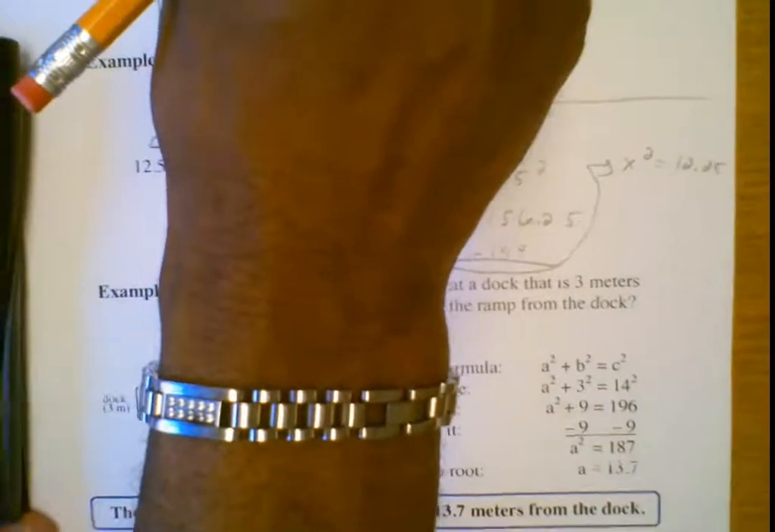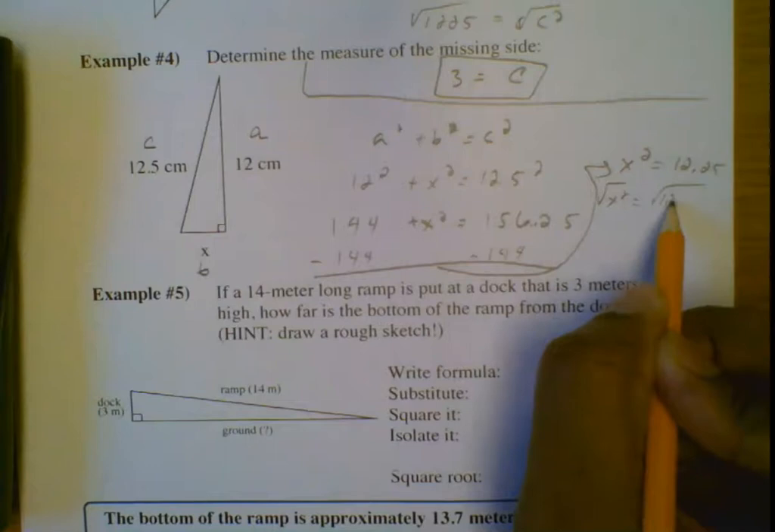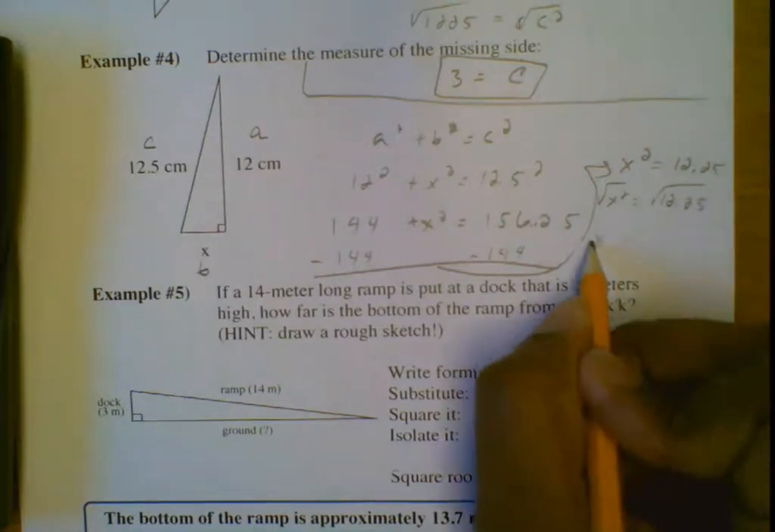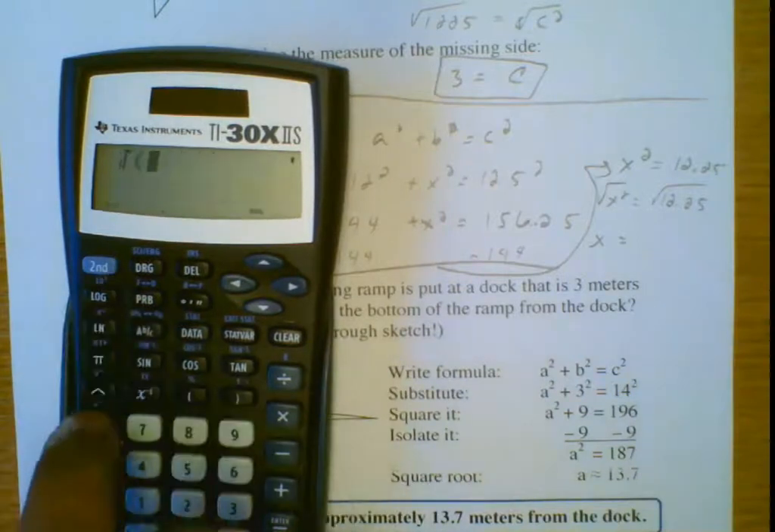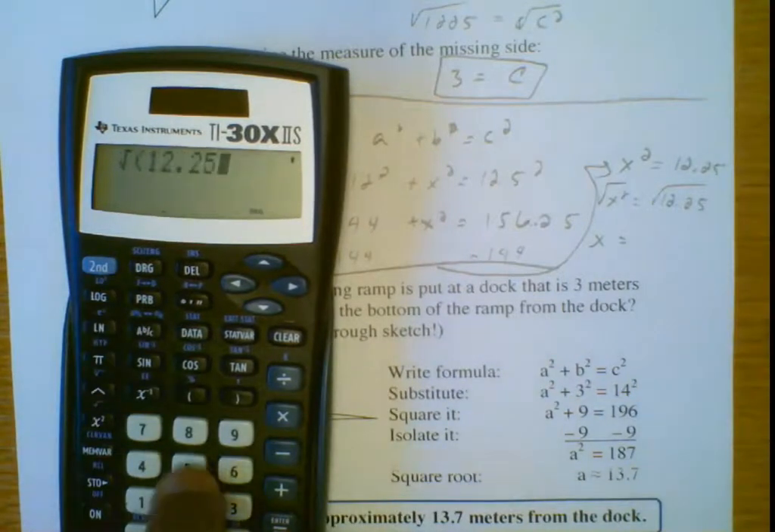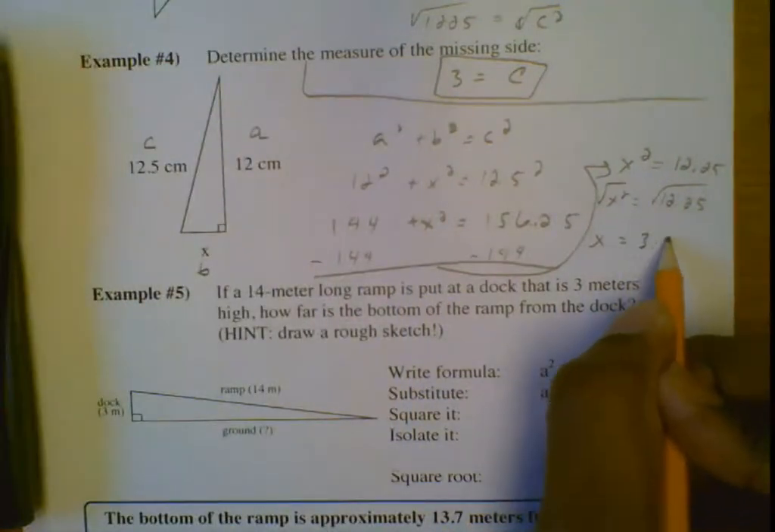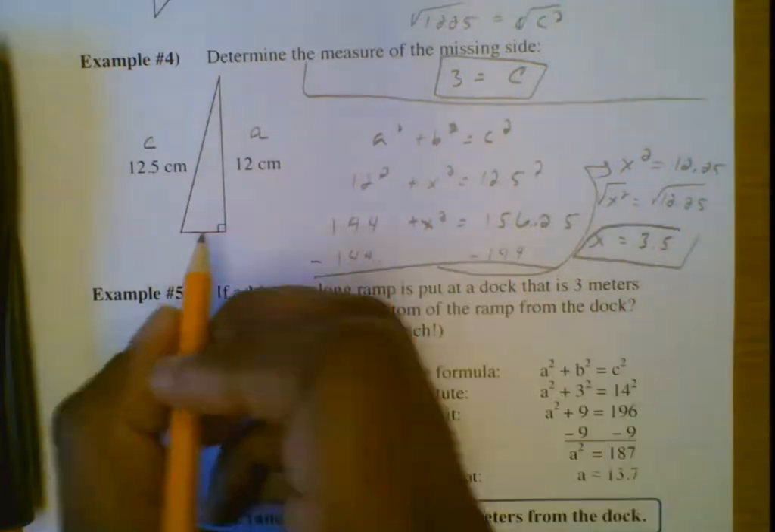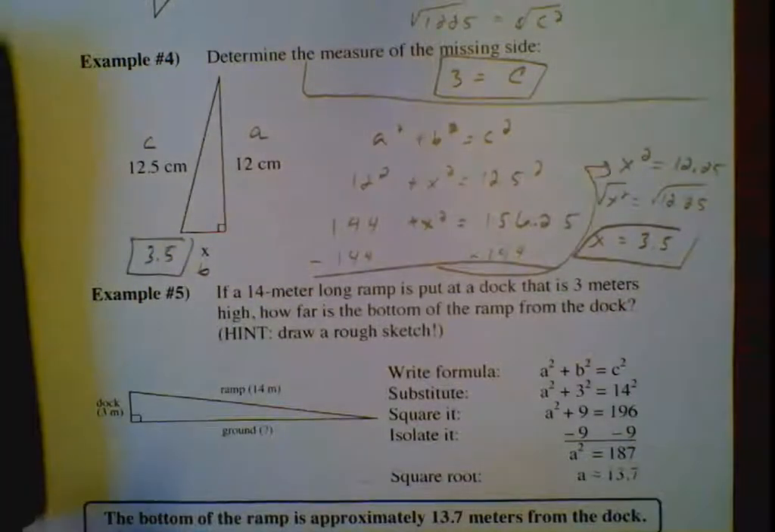So if that's true, I will square root the left and right side. So x is the square root of 12.25. So 3.5. So this side has to be 3.5. So we solved for x in each one of those. That's all I have. Good luck.